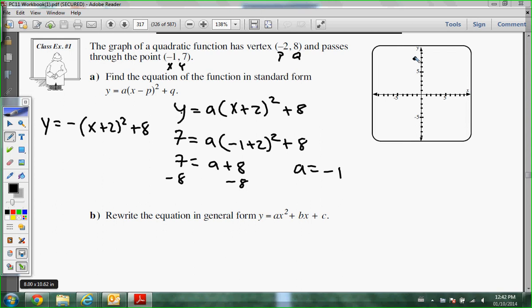1 is, what's 1 squared? 1. 2 is 4, right? So over 1, down 1. Over 2, down 4. 1, 2, 3, 4. And I'll mirror that. So right here, this is what my graph's going to look like. That's a good rough sketch. Okay, I didn't do any calculator work. That's just knowing my vertex point and then my stretch factor.